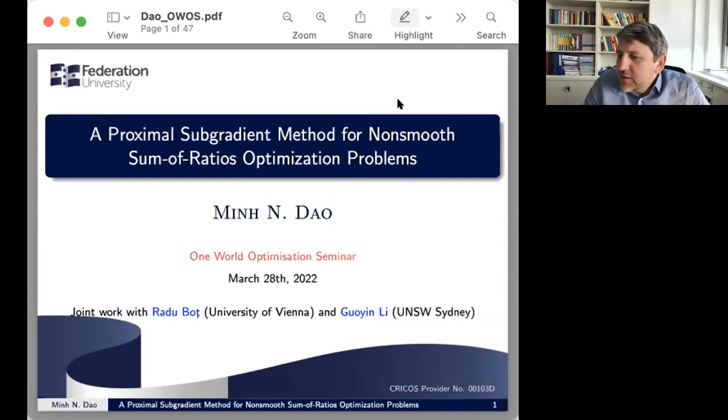Minh received his PhD from the University of Toulouse in France, and his supervisor was Dominique Noll, I guess. Then he was a postdoc on different continents, at the University of British Columbia in Canada, and then he moved to Australia, at the University of Newcastle, with John Borwein, and the University of New South Wales with Guoyin Li, and then he moved to a lecturer position at Federation University Australia, the former University of Ballarat.